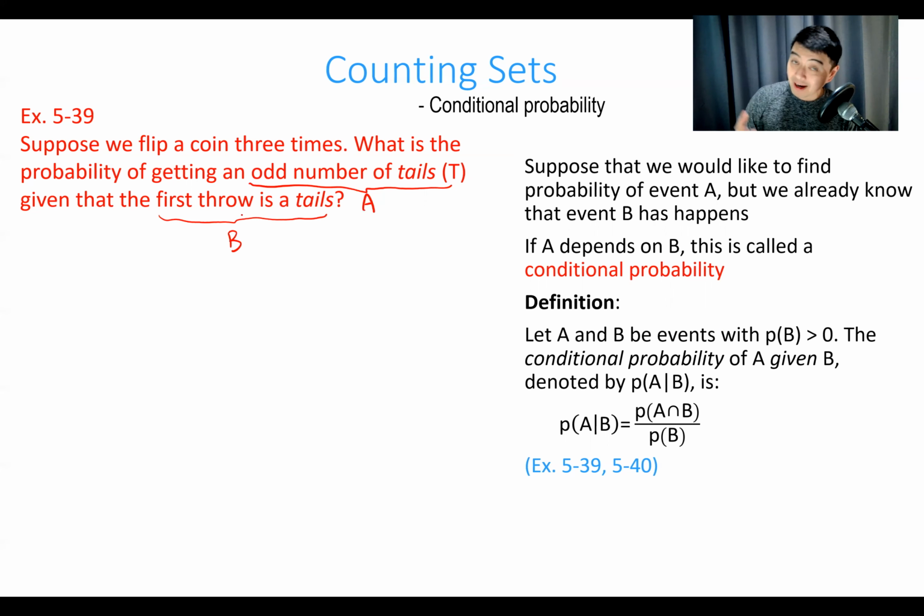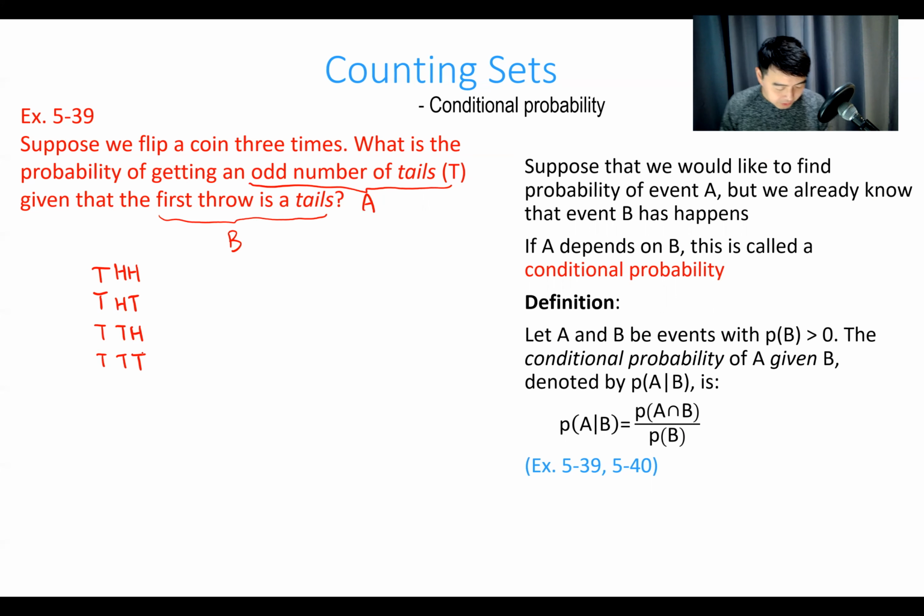Now, before we apply this equation, let's just see what the answer is. Okay, so you're told that you're going to throw the coin 3 times. The first thing that you know is that the first throw is tails. So what are the possibilities given that the first throw is tails? Well, it could be that the rest are heads. It could be that you have one head and one tails, or it could be all tails.